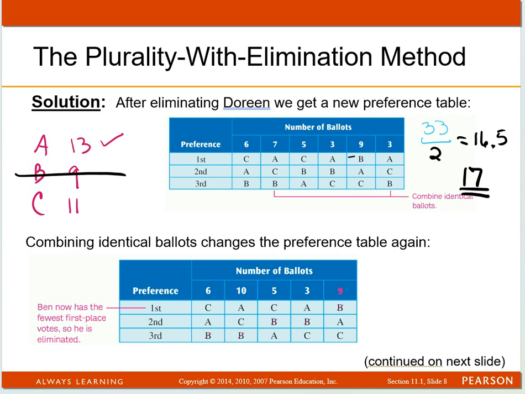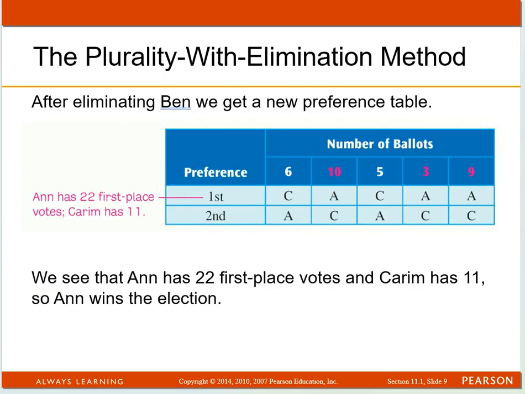So what they do is they take out all of Ben's rows. So they remove Ben, and then they slide it up again, and now we just have 2 rows left. And we're now looking at Anne, and they highlighted her in the pink. So Anne has 10 and 3 and 9, and that adds up to 22. Karim still only has 6 and 5, which is still the 11 votes from before. So Anne's now the winner. She got more than half, and that's plurality with elimination.